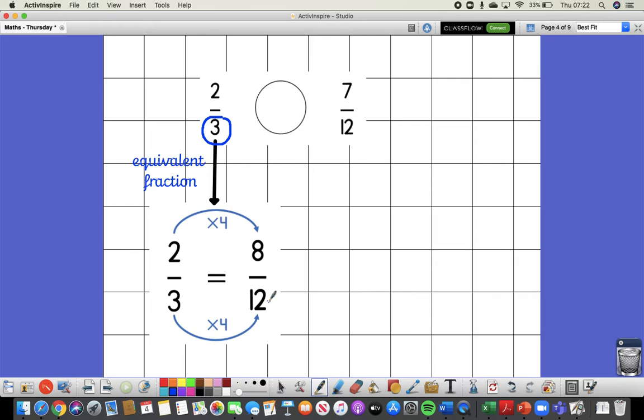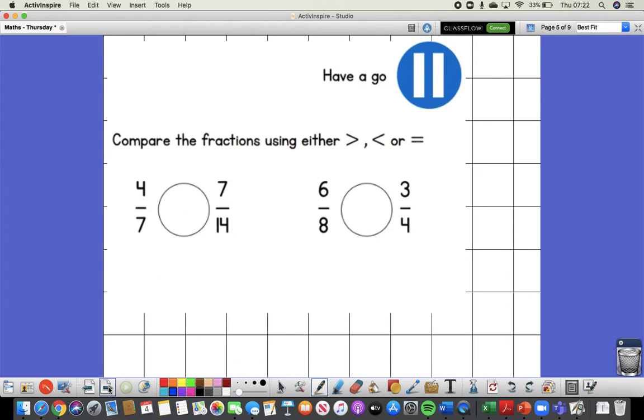Now our denominators are the same, we can look at our top numbers to compare. So 8 is greater than 7, therefore 2/3 is greater than 7/12. Okay, I would like you to have a go yourself now at these two questions. So pause the video here and come back when you have had a go at these.